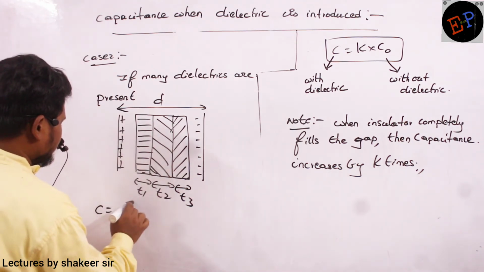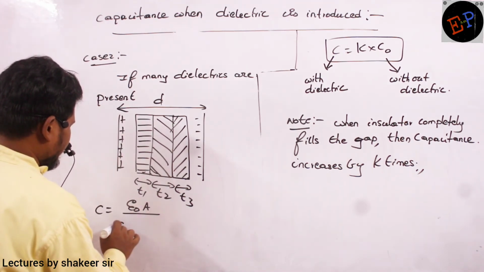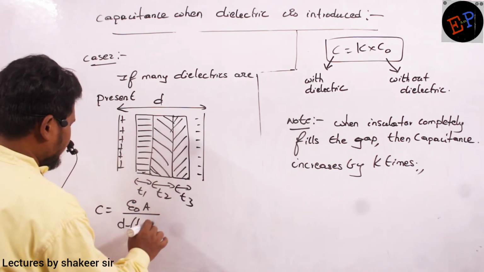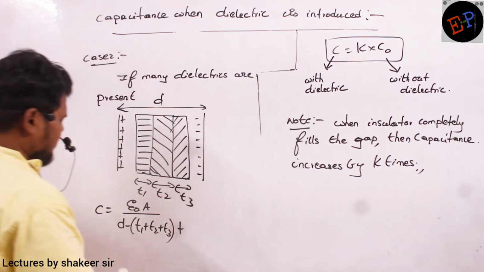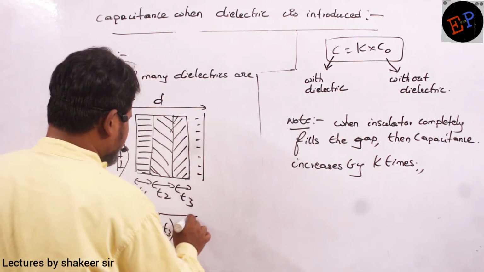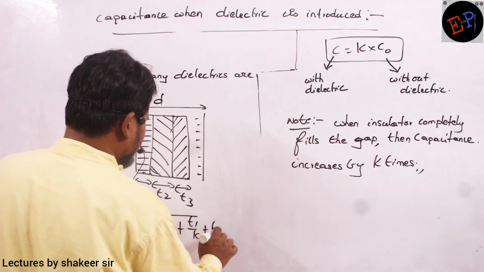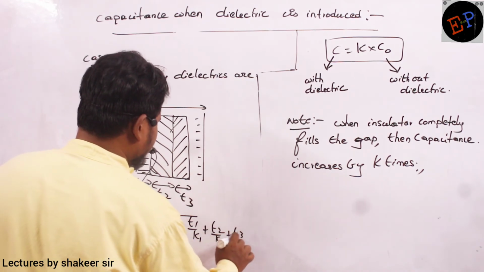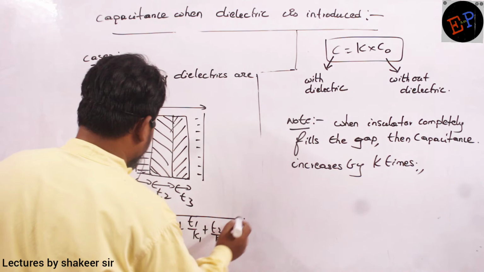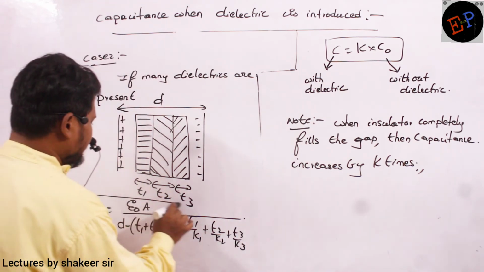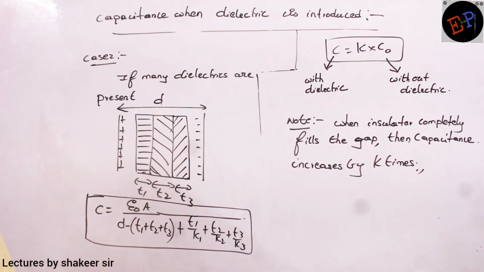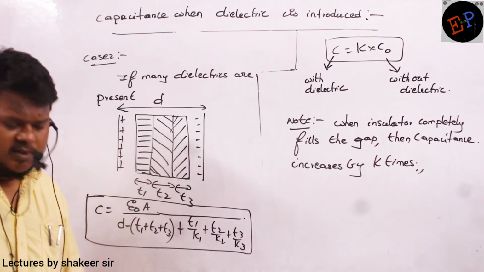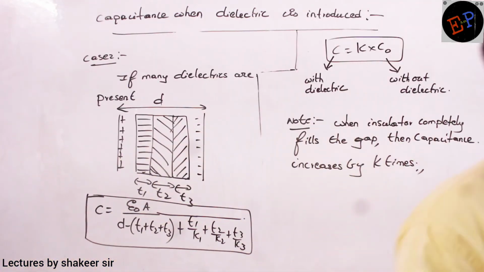So C is equal to epsilon naught A divided by D minus T1 plus T2 plus T3 plus, D minus T plus T by K, no? So T1 by K1 plus T2 by K2 plus T3 by K3. I can write like this. So this will be my equivalent capacitance if many dielectrics are present. Are you able to understand? Direct questions will be asked, so look carefully. Just substitution of the formula you are supposed to do here. Clear?